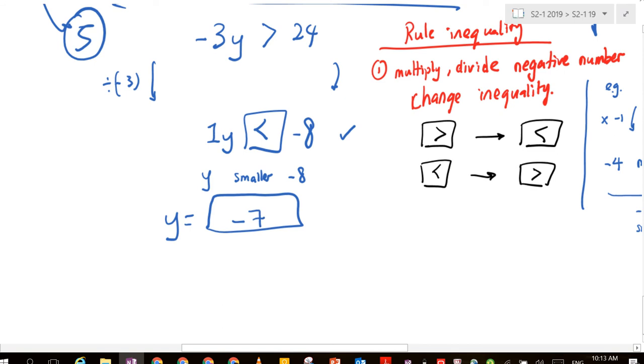Wrong. This is wrong. Do you get this? I write because I want to test you. Now, I also don't know whether right or wrong. Can we draw a number line? This is 0. This is negative 8. What is the number on the right?